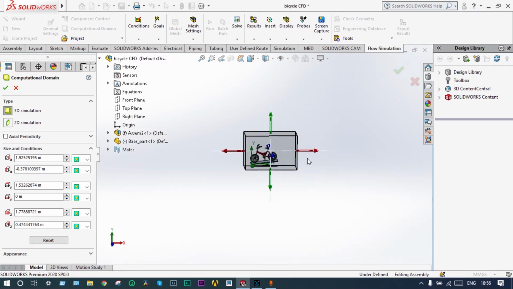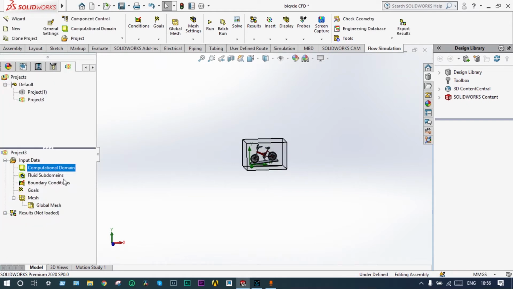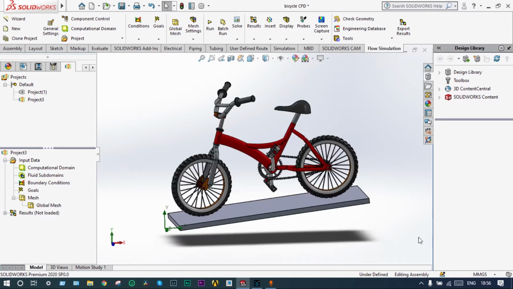Okay, this part we can reduce a little bit. This is the domain, right? Top part also can be reduced a little bit. Okay, this is the domain. Okay, done. This is our computational domain. Now we can hide this part and go for boundary conditions, right? So starting in boundary conditions, insert boundary conditions.